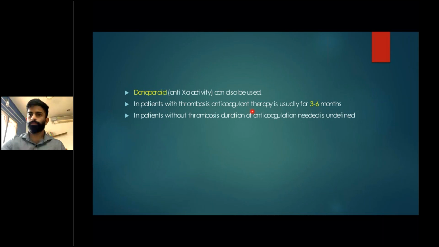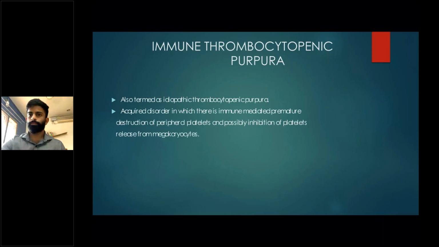In patients with thrombosis, anticoagulant therapy is usually for 3 to 6 months. In patients without thrombosis, the duration of anticoagulation needed is undefined. So it's probably for a week or so. Once the patient's platelet count is normal, you need not give it. So in patients with thrombosis, you have to give it for 3 to 6 months.